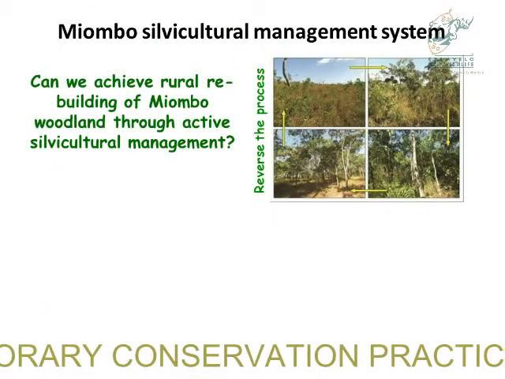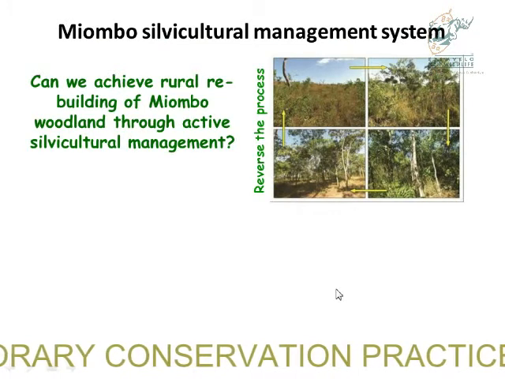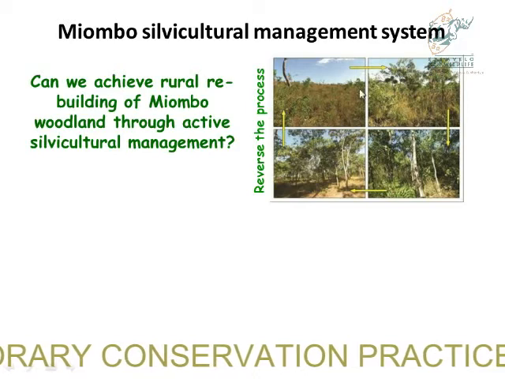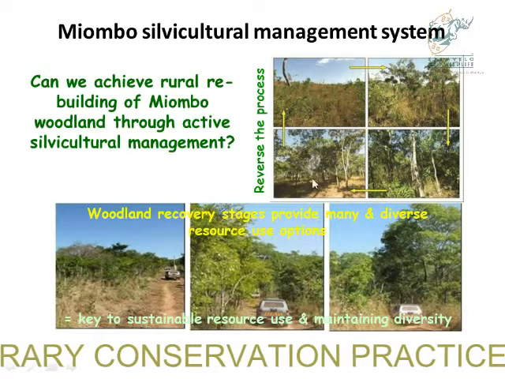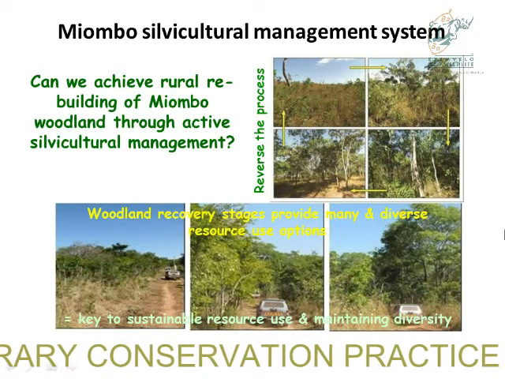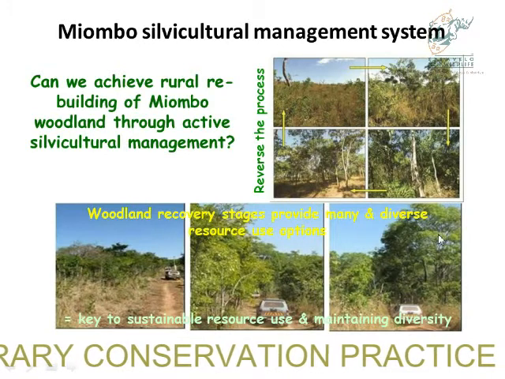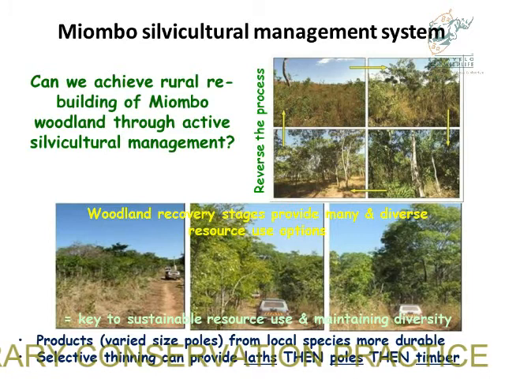So the question is, can we reverse this process of what we perceive as cutting it down and turning it to that? Can we manage it the other way around? In many areas you go, this is along one road, the very young stage, and all the stages to the mature stage. And if we think about what people use, they use all those stages.